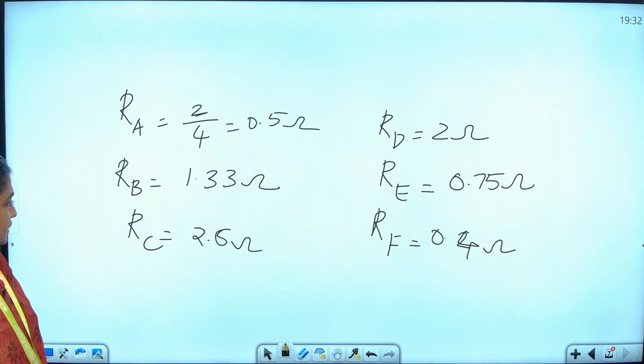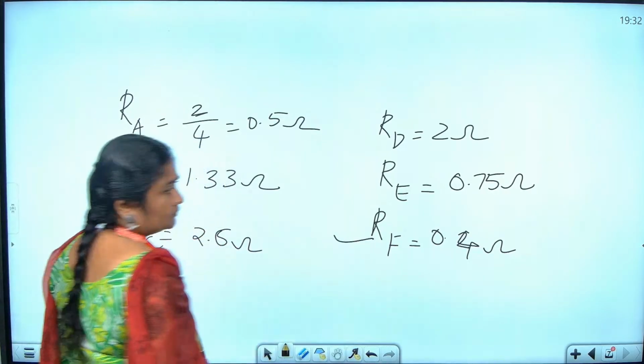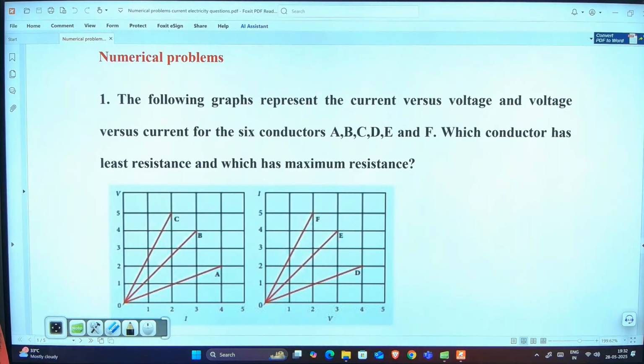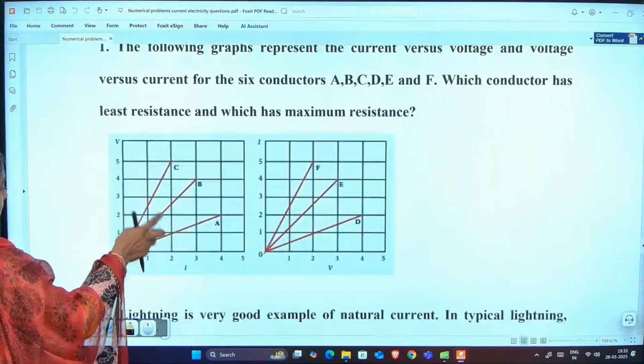So the least one is RF and the highest one is RC. Done? Now next question.